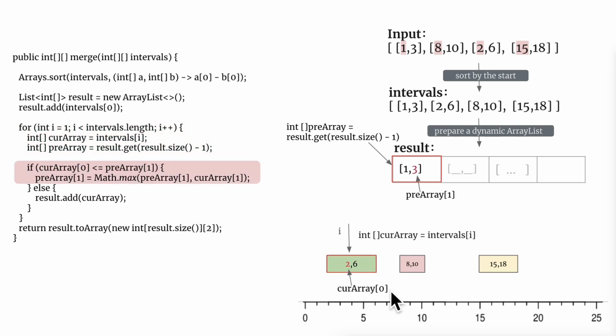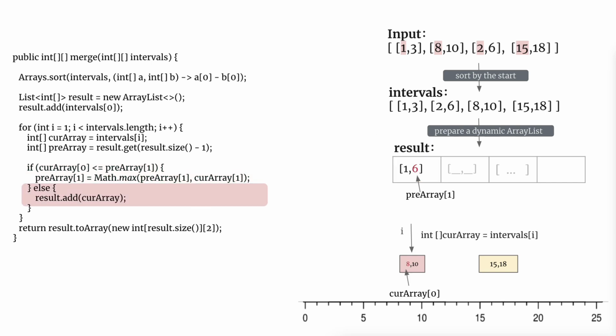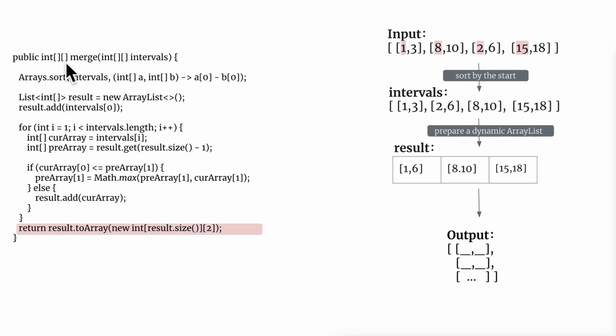If the current interval's start value is smaller than the previous interval's end value, these two intervals are overlapping. We will merge them and ensure the merged interval's ending value is the maximum of these two intervals' ending values. Else, we directly add the current interval into the result. Since this question requires a 2D array as the return type, we need to convert our array list into a 2D array for the output.